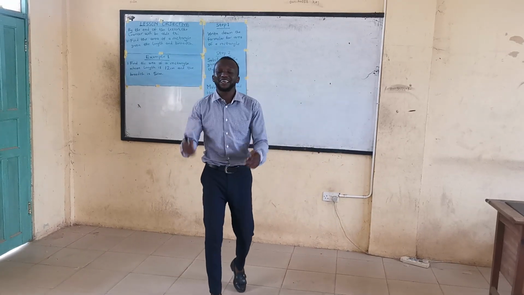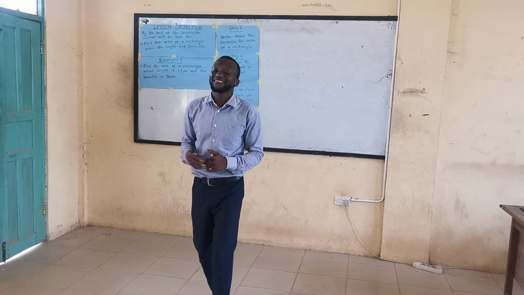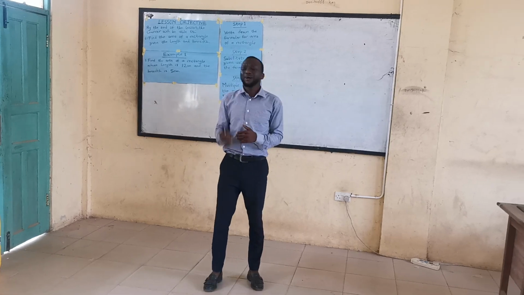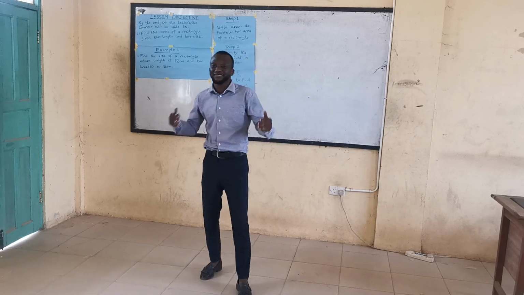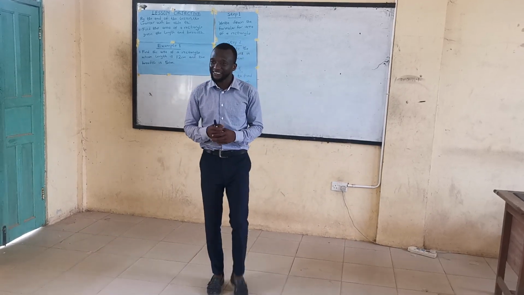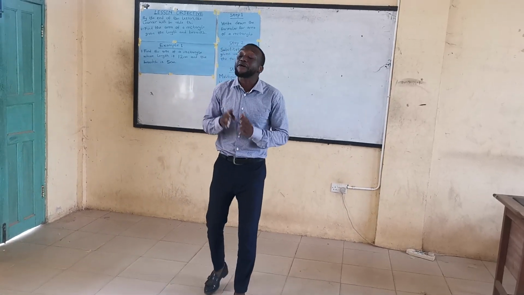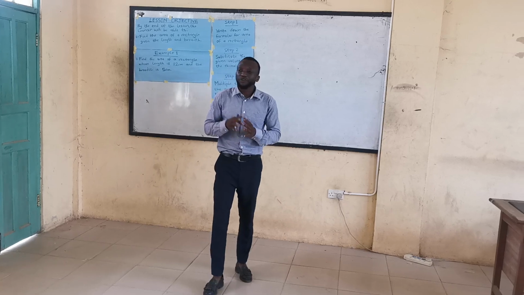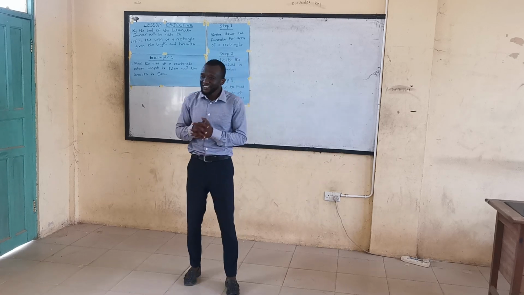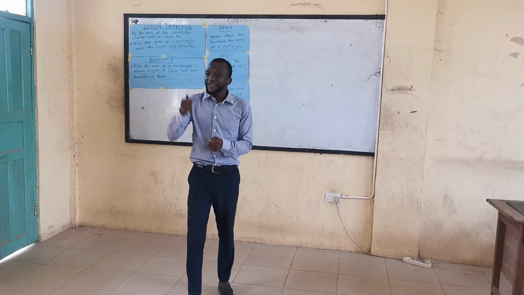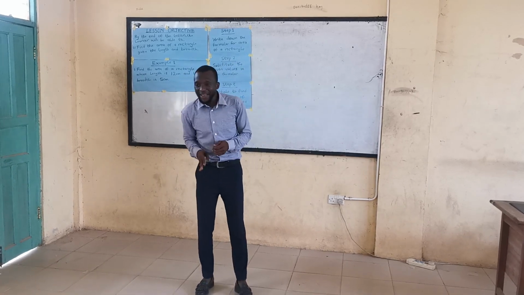Before we introduce today's lesson, let's refresh our minds on our previous mathematics lesson. What is the topic that we learned in our previous mathematics lesson? Good, we learned about the properties of a rectangle. What are some of the properties of a rectangle we discussed? Yes, Joycelyn. Good, we said a rectangle has 4 right angles.